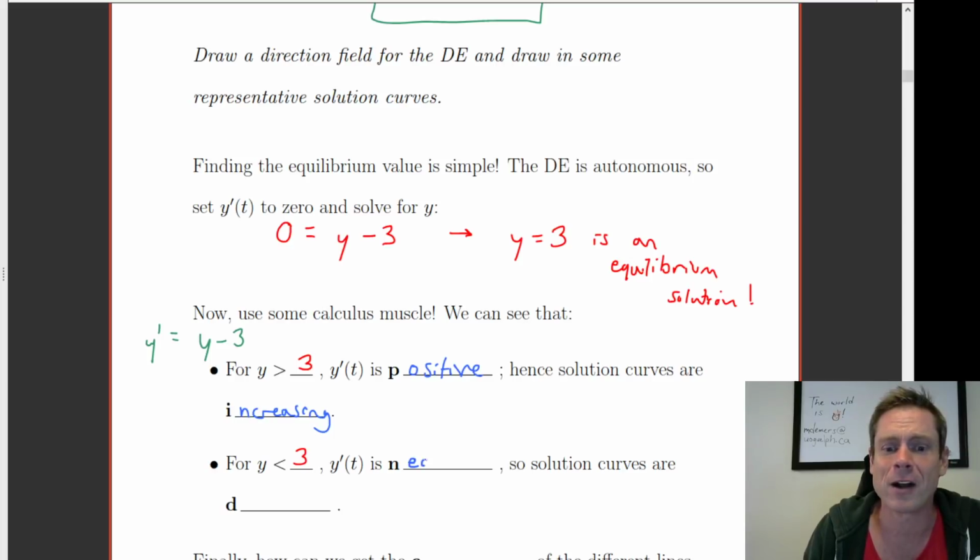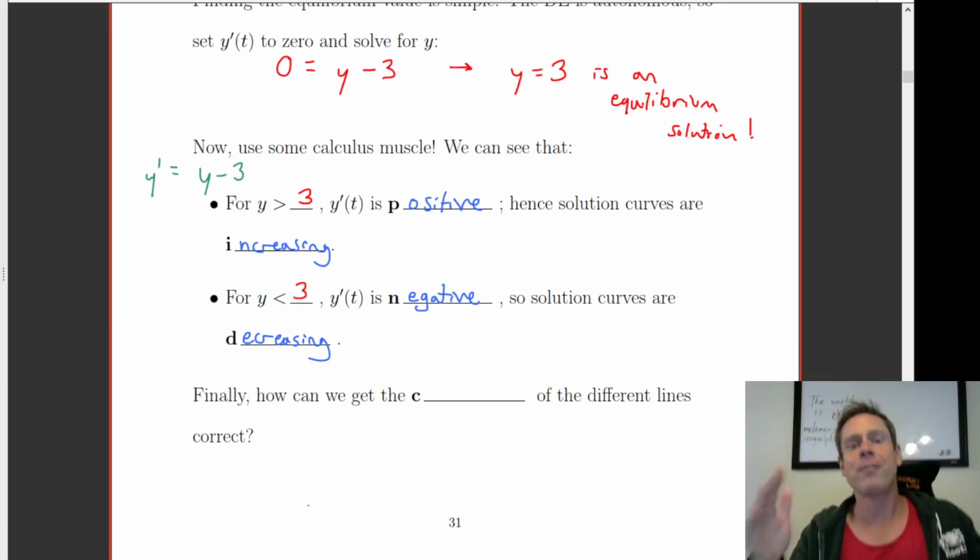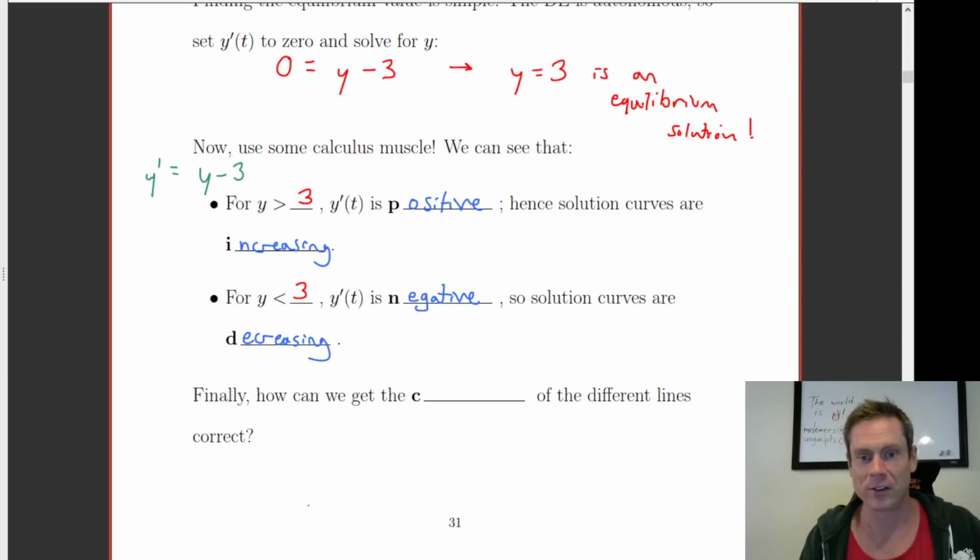It's really a matter of solving an inequality to figure out where this quantity is less than 0 or greater than 0 and so on. It's just that the inequality is very simple here. But we have that solutions will be decreasing for all y less than 3. Okay. So we have a few pieces of information that's great so far.